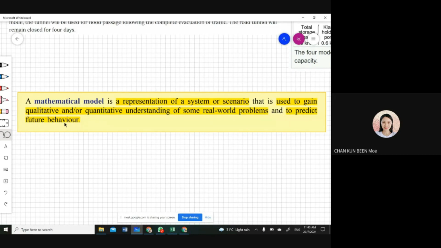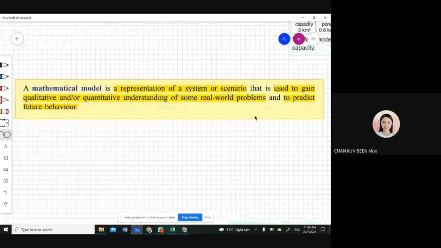So later on, we are going to learn to apply this on one of the questions whereby you are given a real world problem, and then you are going to represent the system or scenario, and we are going to gain the qualitative or quantitative understanding of the problem, and we are going to predict what will happen. So it looks very complicated, but slowly, you try to digest the meaning over here slowly. Okay, now I have to proceed.